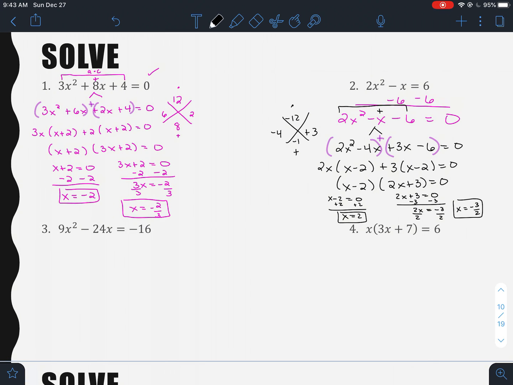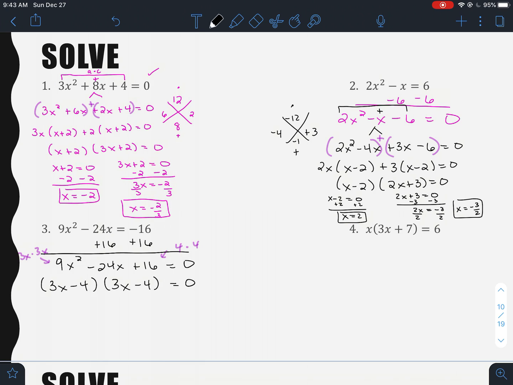All right, let's look at the next one. 9x squared minus 24x equals negative 16. So the first step is we would want it to equal 0 first. So add the 16 and add the 16. So we would get 9x squared minus 24x plus 16 is equal to 0. This could be a perfect square trinomial because we have the 3x times the 3x and the 4 times the 4. And so if we did 3x, and since I need a positive 16 and a negative 24, if I did 3x minus 4 times 3x minus 4 equals 0, let's see if that worked.